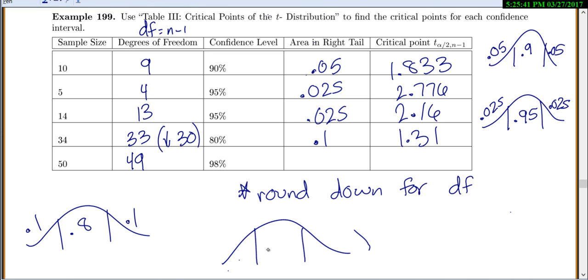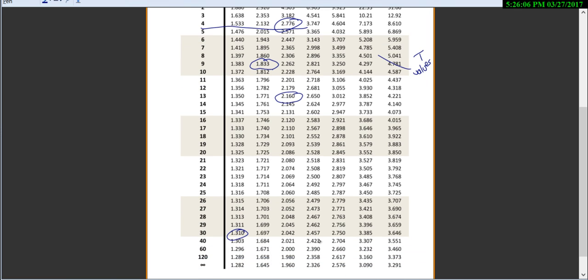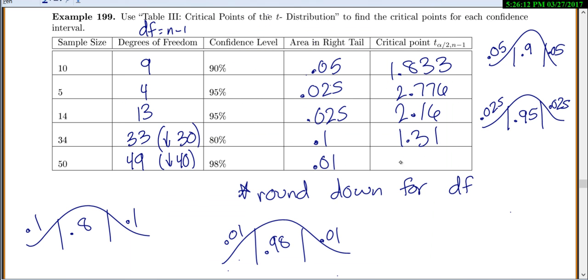And finally, our last one is 98%. So that would be 0.01 in each tail. So I can do 1 minus 0.98 and divide by 2. And then we have 49 degrees of freedom. We will still round this down to 40 instead of just going back up to 50. So 40 and 0.01. Looks like we're at 2.423. So that's just to practice how to find our critical points.